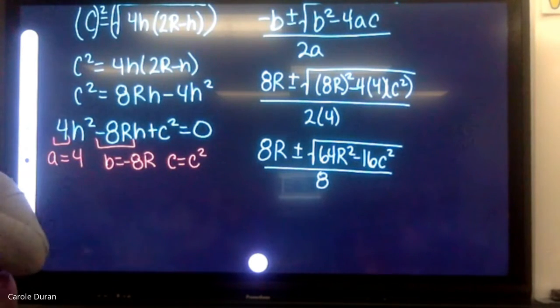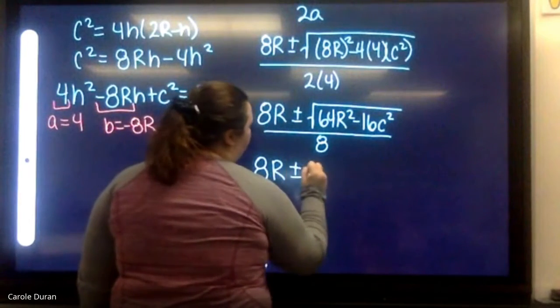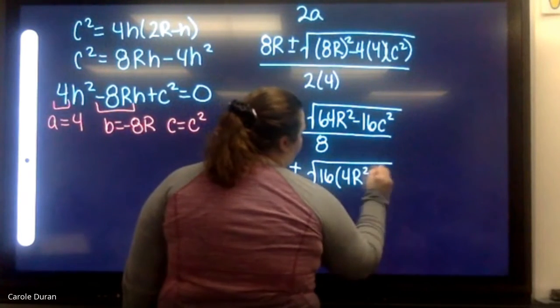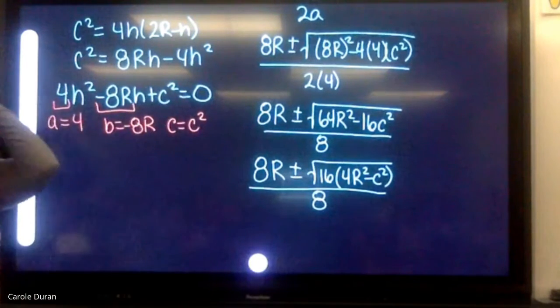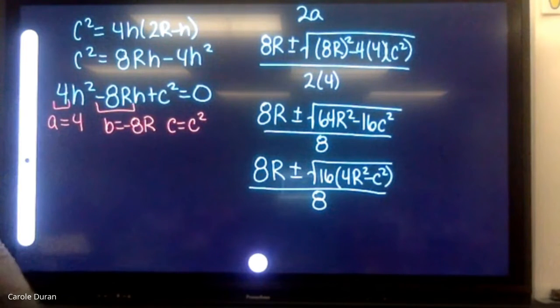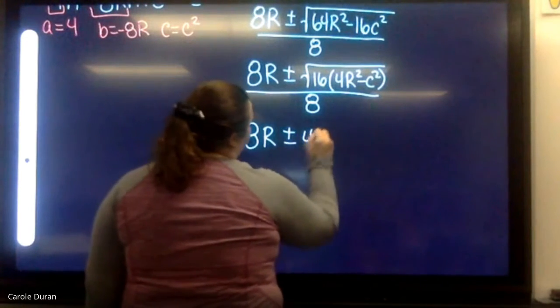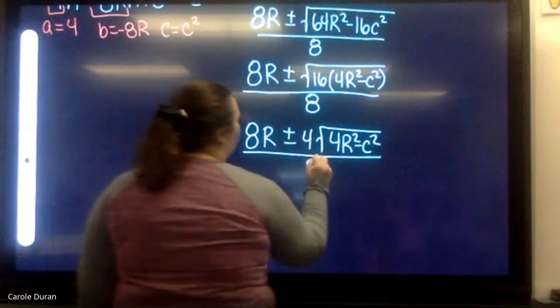16, right? 16 times 4 is 64. 16 times 1 is 16. So then this becomes 8r plus or minus the square root of 16 times 4r squared minus c squared. Since I have a 16 being multiplied into both of those, and 16 is a perfect square, I can take the square root of 16 and put it out front. What's the square root of 16? 4. So then this becomes 8r plus or minus 4 times the square root of 4r squared minus c squared over 8.